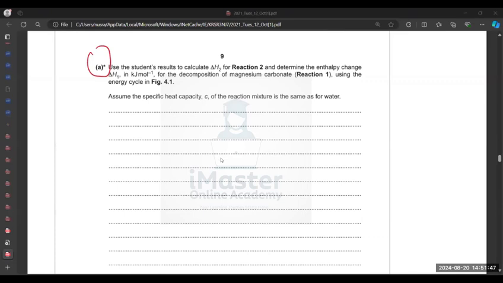Use the student's result to calculate the delta H2 for reaction 2 and determine the enthalpy change delta H1 in kilojoules per mole for the decomposition of magnesium carbonate using the energy cycle. Assume the specific heat capacity of the reaction mixture is the same as water, so 4.12. You are not supposed to remember.